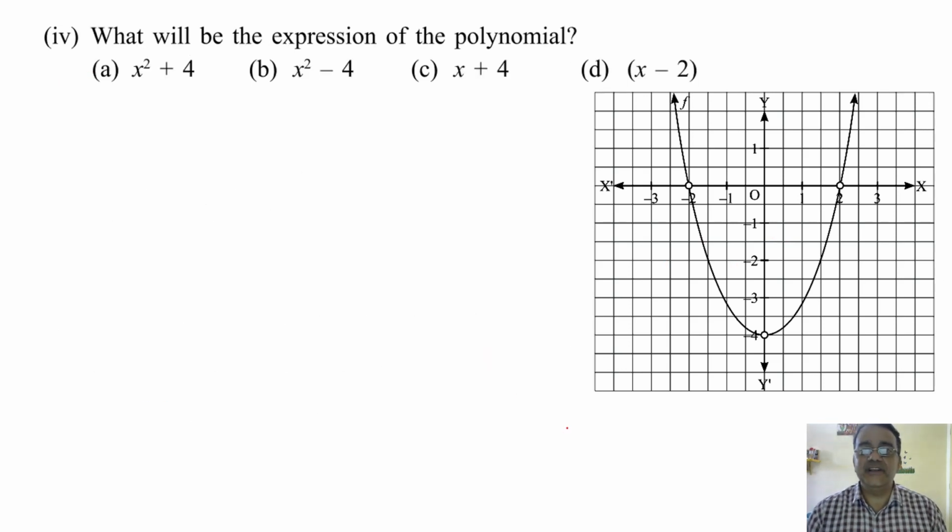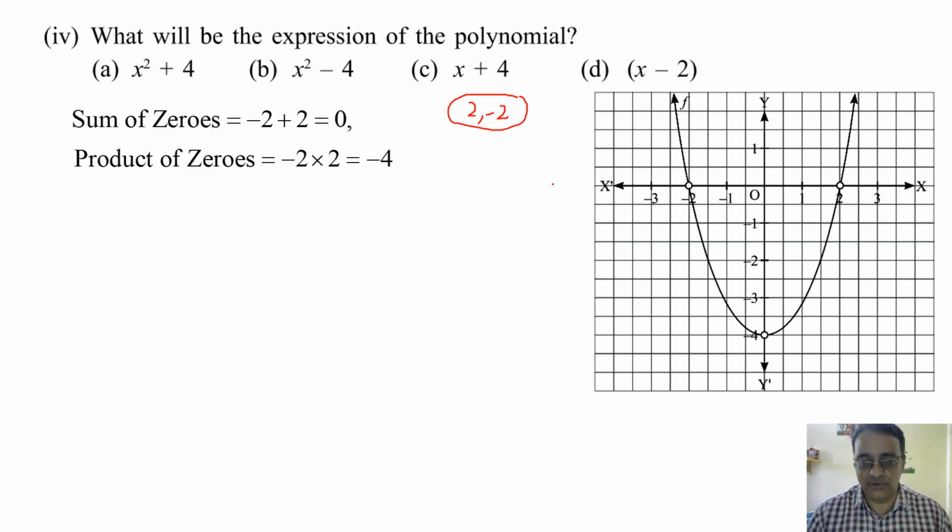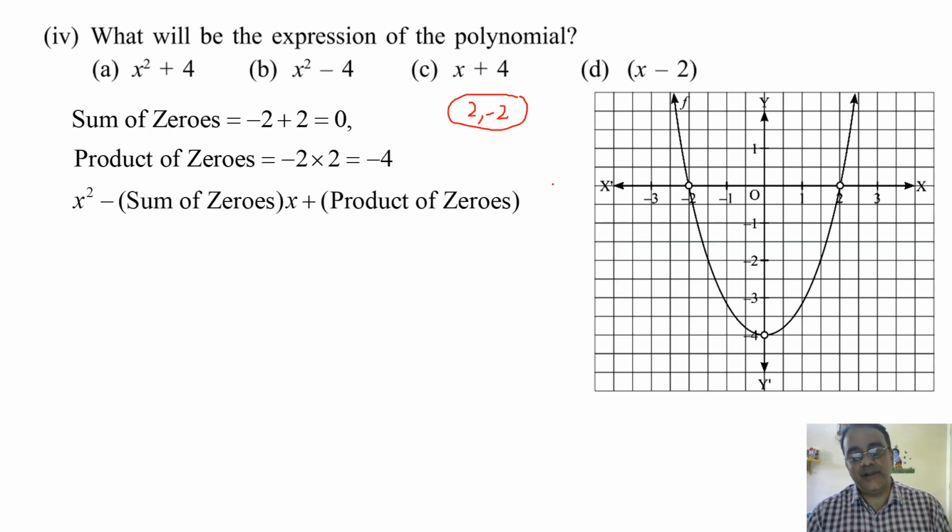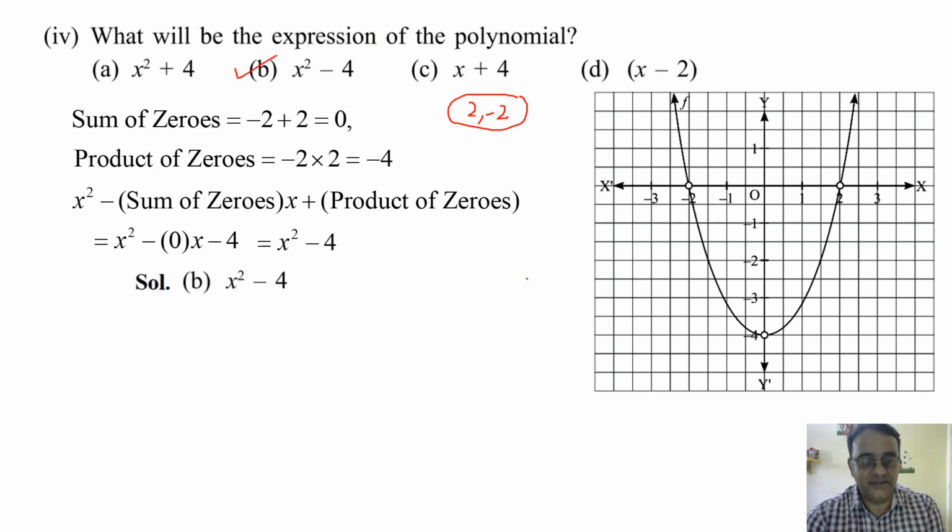Next question. What will be the expression of the polynomial? Here we got 2 zeros, right? 2 and -2. So what is the sum of these 2 zeros? 0. Product? -4. We know the formula is x square minus sum of zeros times x plus product of zeros. So x square minus 0 into x plus -4, and that equals x square minus 4. And the correct option is Option B. Right.